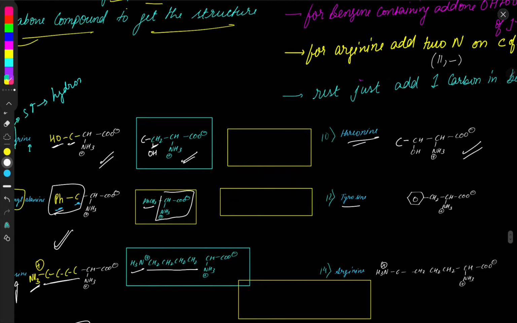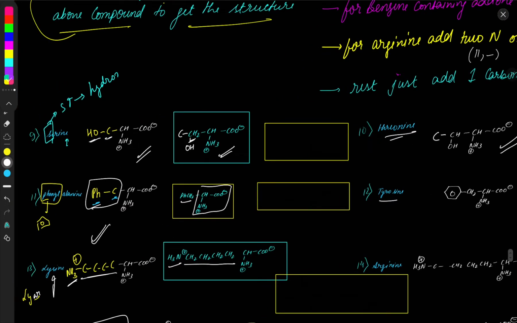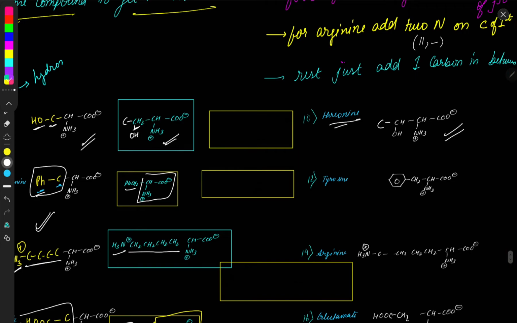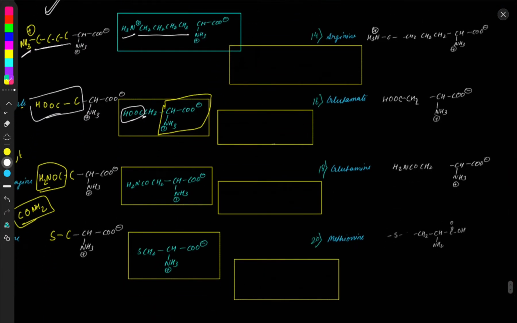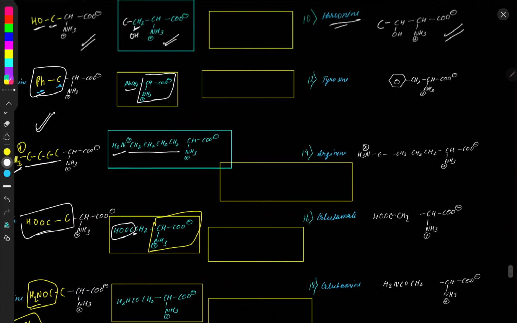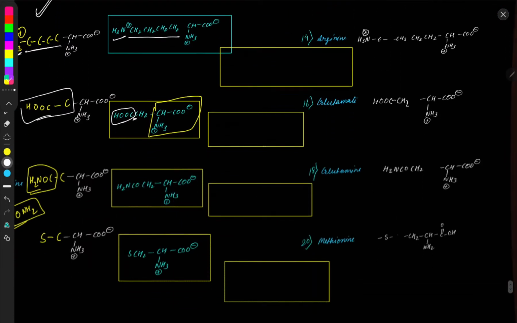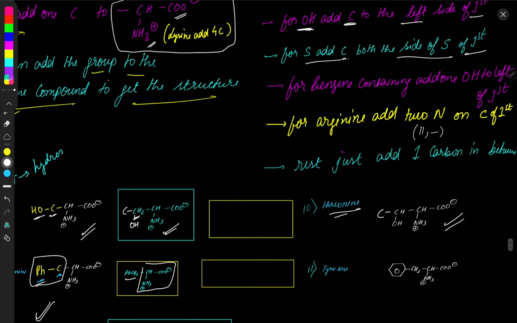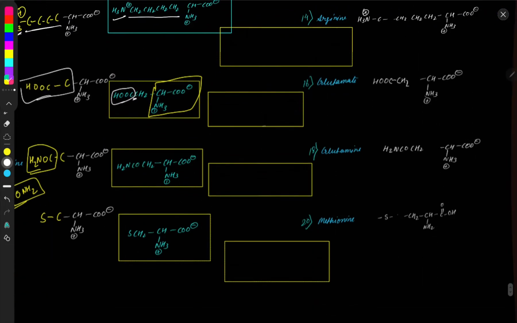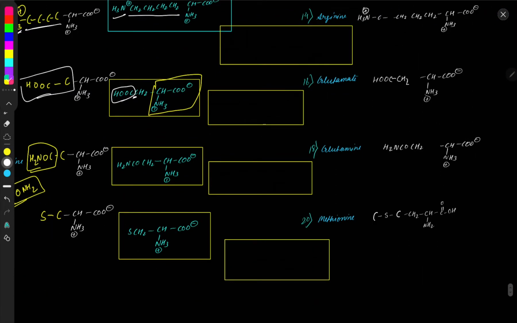What was the first compound? Yes, for sulfur containing group, where is the sulfur containing group? What we have read: 2 times E, and sulfur means Cm. So we have to see the second compound, that is M, and 2 times E. That is methionine. Where is methionine? Here is methionine. So what we have read is that in sulfur containing group, add carbon on both sides of S. Here we got the structure of methionine.